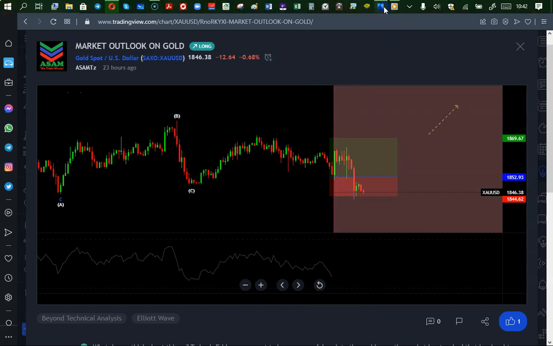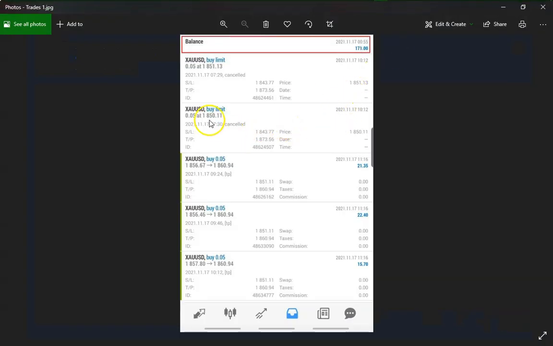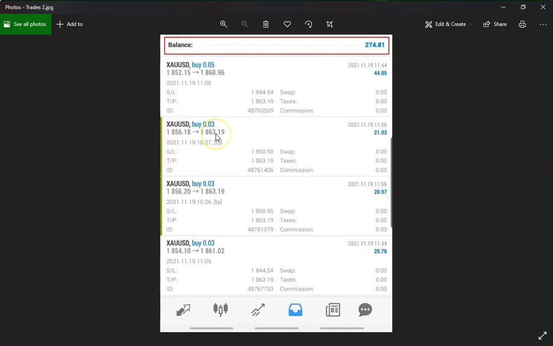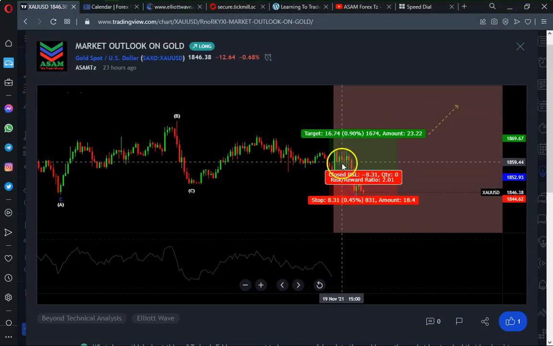So if we check 19th, this was 17th. I said that we took 2 setups, we traded 2 setups this week. So 19th of November 2021, we had this trade. This was closed manually. We had those 2 trades hit take profit, and we had this one closed manually.